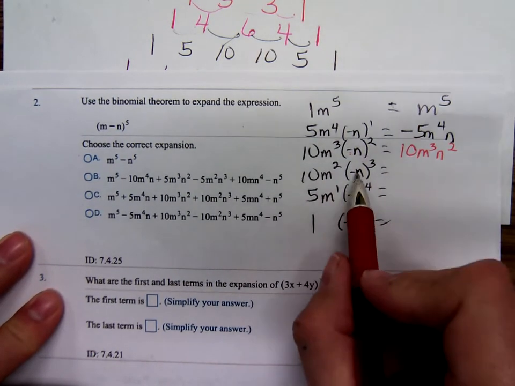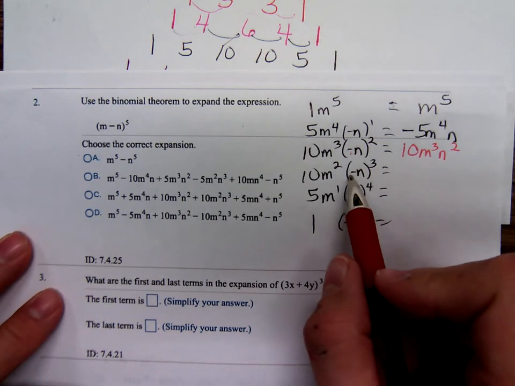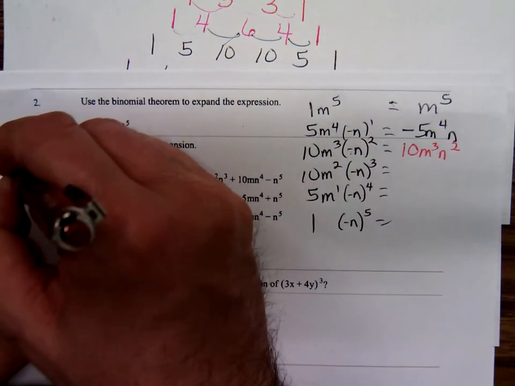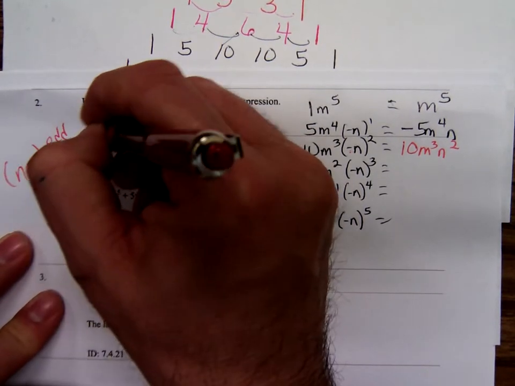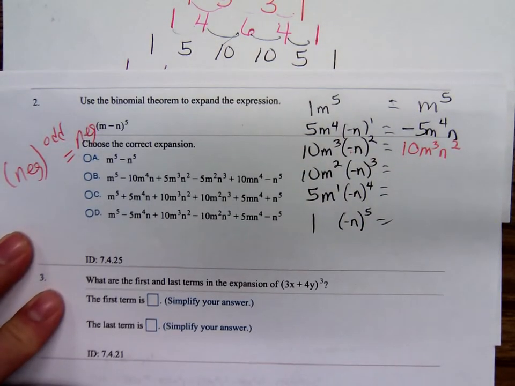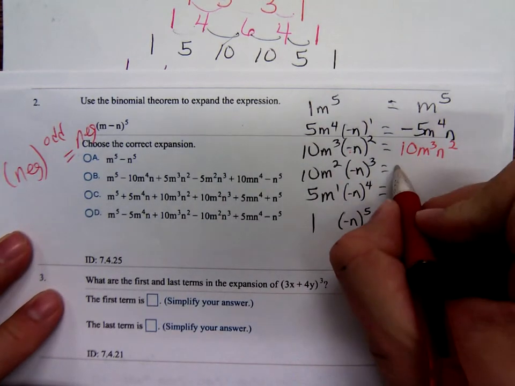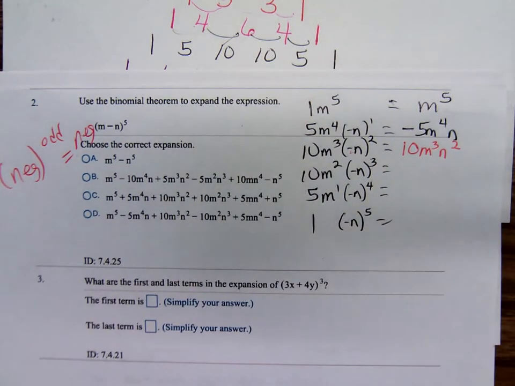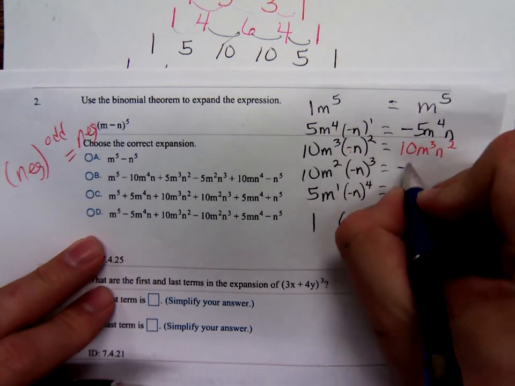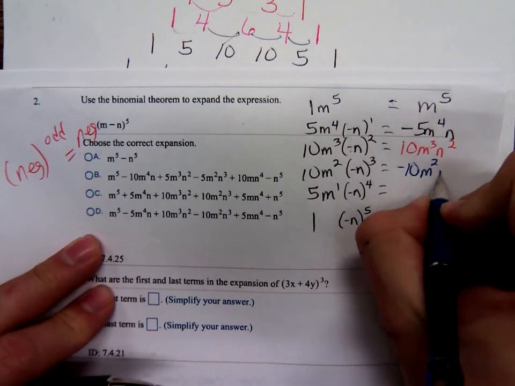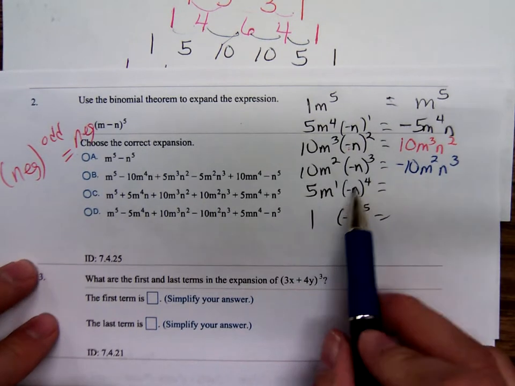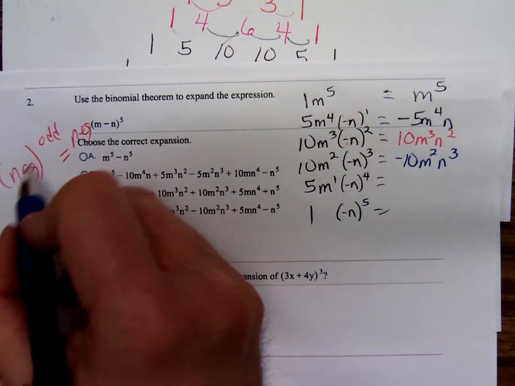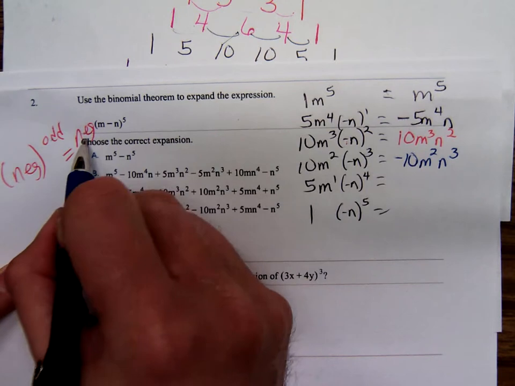What about this one? A negative cube. What's a negative cube? Well, a negative to an odd power is always going to be negative, isn't it? So this would be a negative 10 m squared n cubed. Did y'all hear that? I'm using the fact that a negative raised to an odd power is a negative.